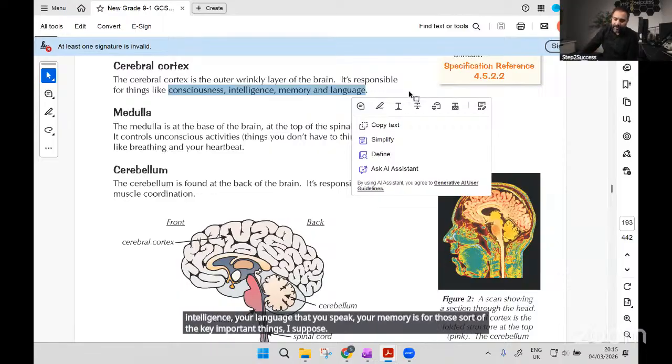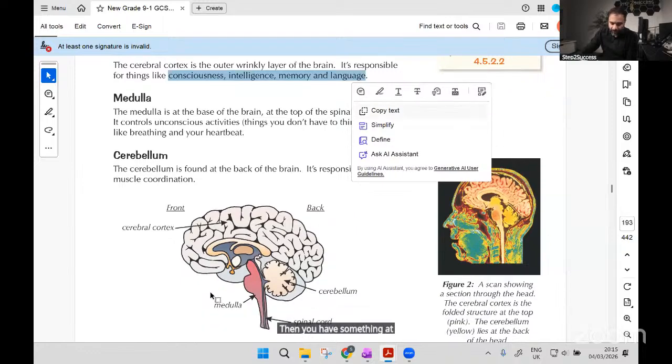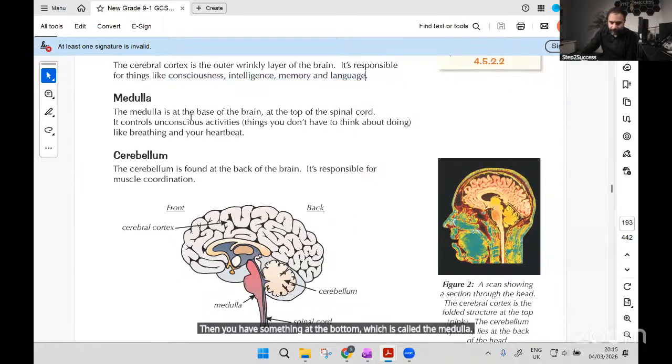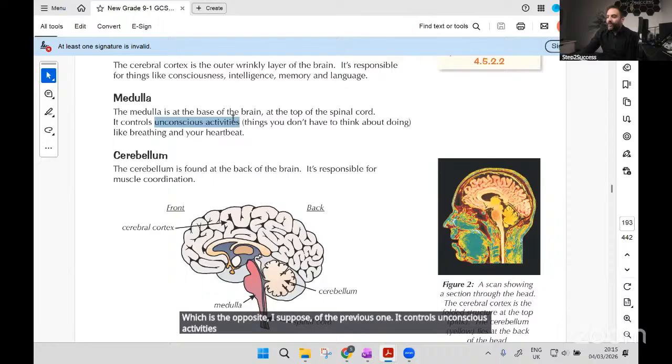Then you have something at the bottom, which is called the medulla, which is the opposite, I suppose, of the previous one. It controls unconscious activities, things that you don't have to think about, like your heartbeat and your breathing. It's the unconscious activities that are important.